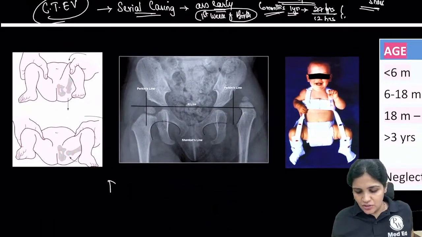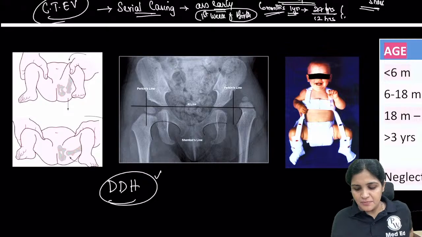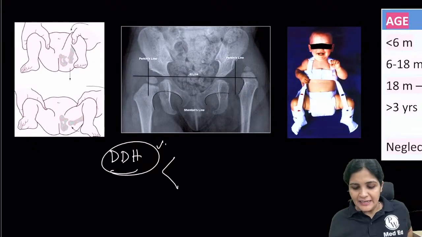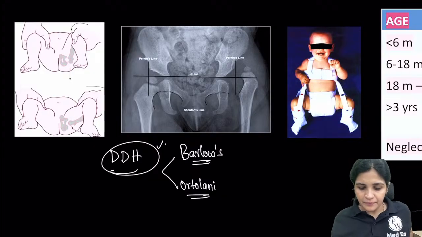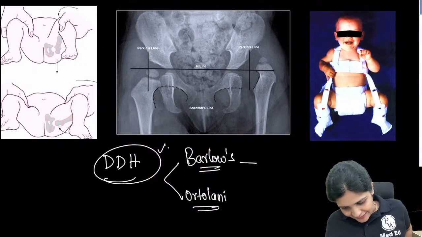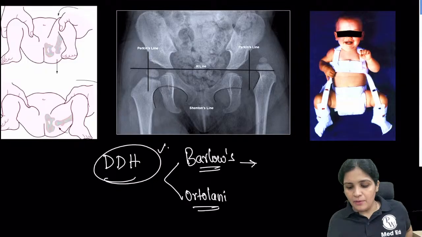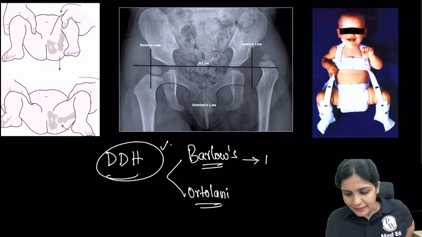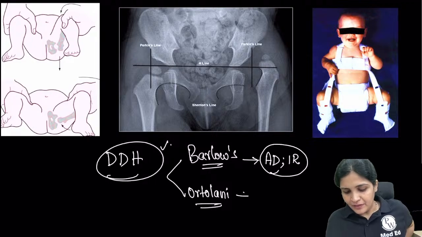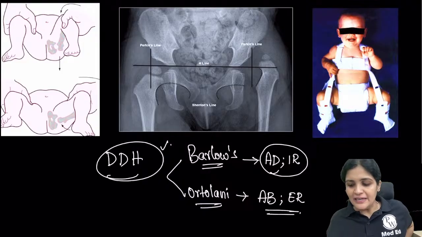Then coming to DDH. So this is your DDH, developmental dysplasia of hip. There are 2 important screening tests. So first one is your Barlow's. Second one is Ortolani. Yes. So what is Barlow's and what is Ortolani? For Barlow's, you are getting the hip outside. So for getting the hip outside, what will you do? Adduction and internal rotation, right? For Ortolani, you do abduction and external rotation. So you're trying to put it inside.